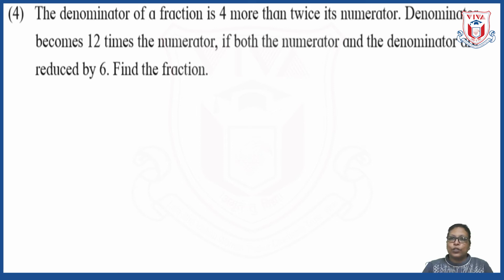Okay, so here you will find that the question consists of two conditions. First condition is the denominator of a fraction is 4 more than twice its numerator. That means here you have to take numerator as x and denominator as y, because the conditions are in the form of the words numerator and denominator. So numerator we will take as x and denominator we will take as y. So if numerator is x and denominator is y, the fraction is x upon y, which we need to find.